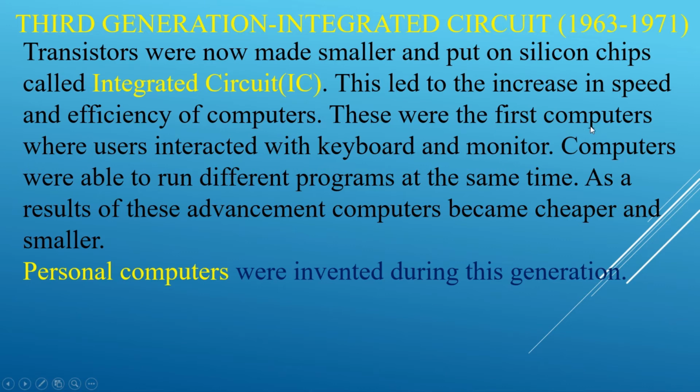These were the first computers where users interacted with a keyboard and monitor. This is also a key point for the third generation, that there was an increase in technology and advancement, because during the first and second generation they were still relying on punch cards and printouts for their display. Therefore, with the third generation, the keyboard and a monitor were introduced. So this will bring up the development or invention of the personal computer.